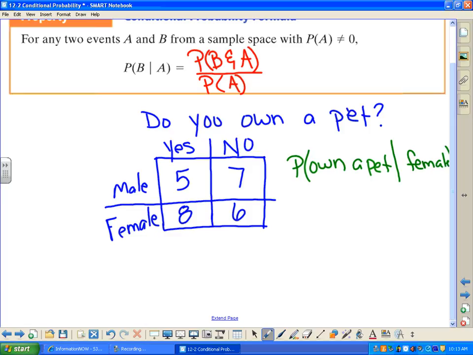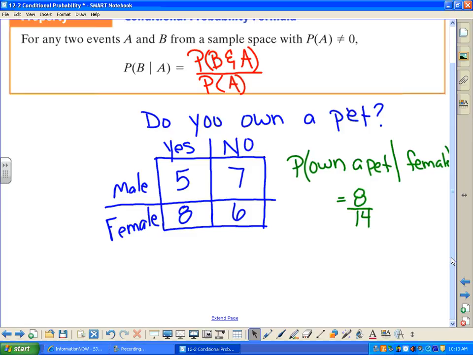Now raise your hand when you think you know what this probability is just from what we've already done. What's the probability that you own a pet given that you're female? What do you think? 8/13. Does everybody agree? 8/14. So female, there are 14 females, right? And 8 of them owned a pet, so 8 out of 14. I agree with that. Now let's see if we can use the formula.